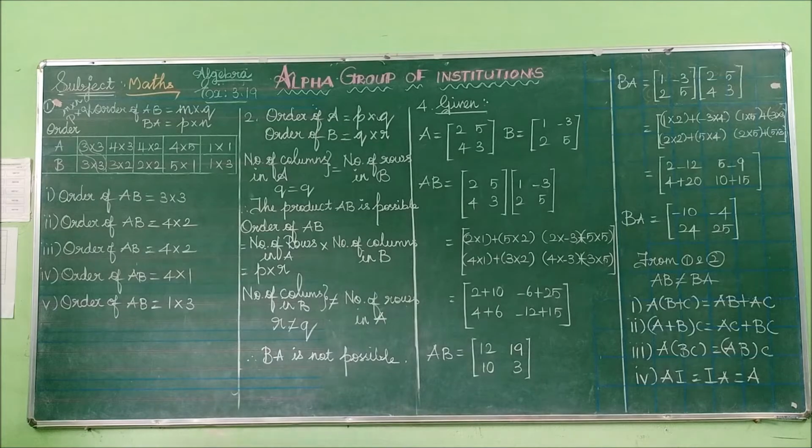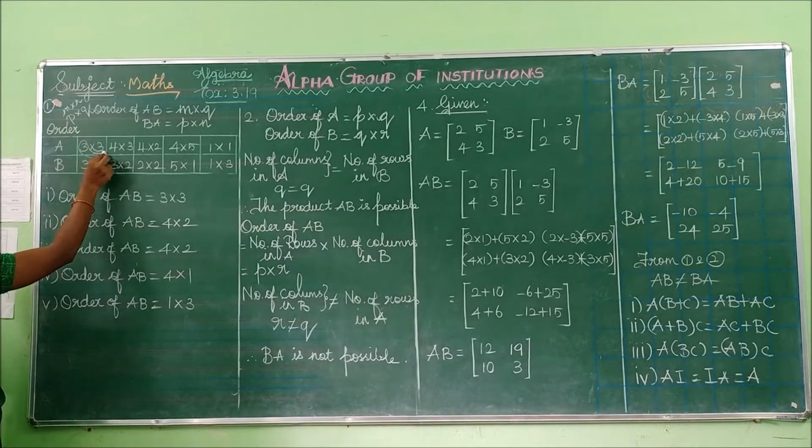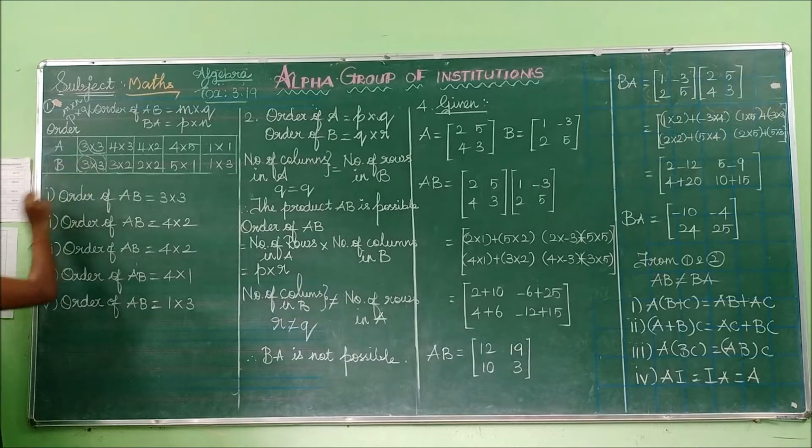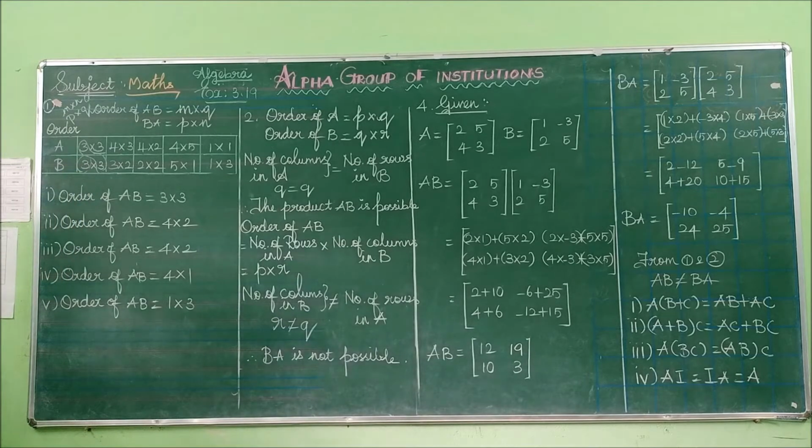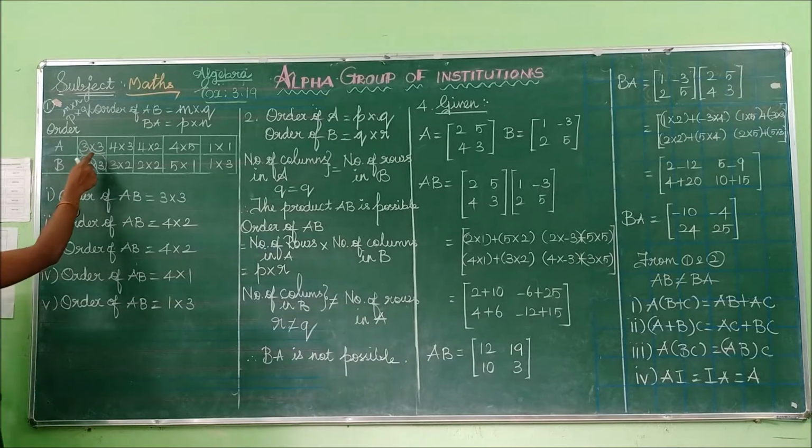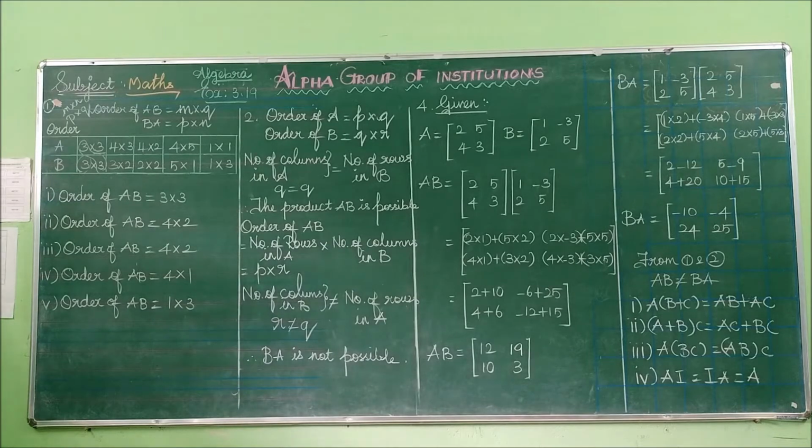Matrix multiplication is possible only if the number of columns in the first matrix is equal to the number of rows in the second matrix. So listen carefully here. Matrix multiplication is possible only if the number of columns in the first matrix is equal to the number of rows in the second matrix. Then only matrix multiplication is possible.